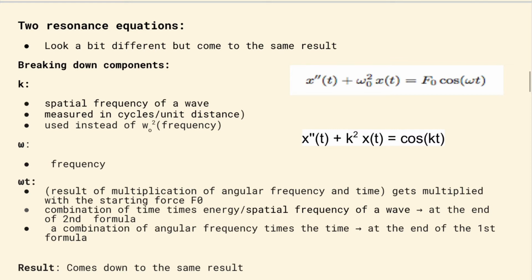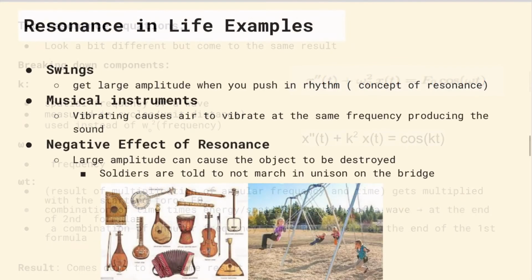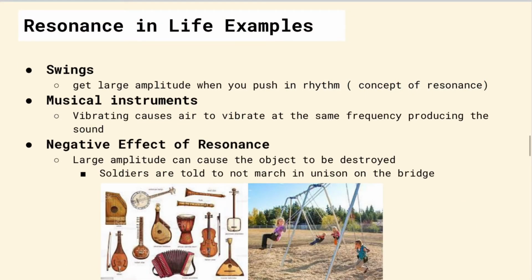And at the end of the first formula, there is a combination of an angular frequency times the time. Examples in real life which vividly show the resonance phenomena include swings and musical instruments. In swings, you get a large amplitude when you push in rhythm, which requires the least amount of energy. In musical instruments, the vibrations cause the air to vibrate at the same frequency, producing the sound.